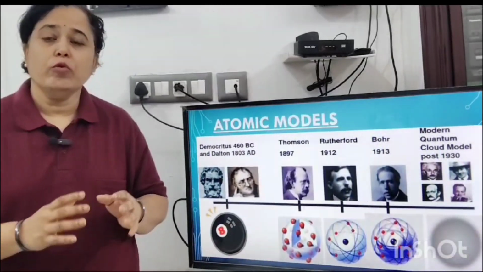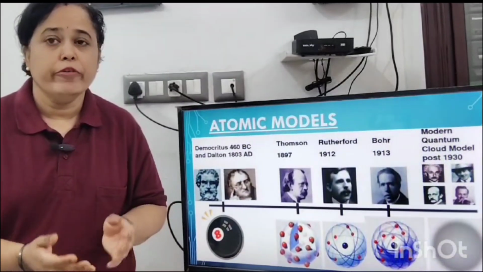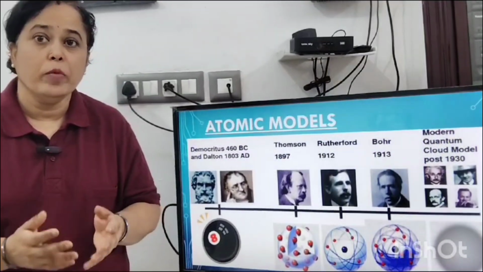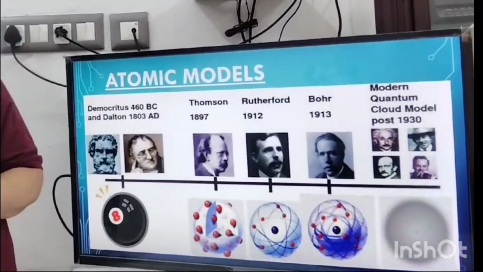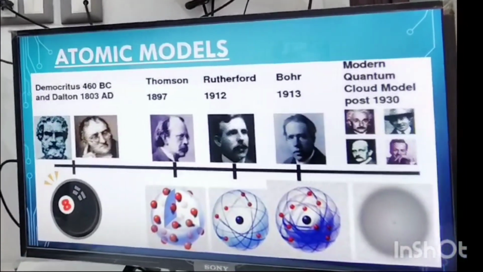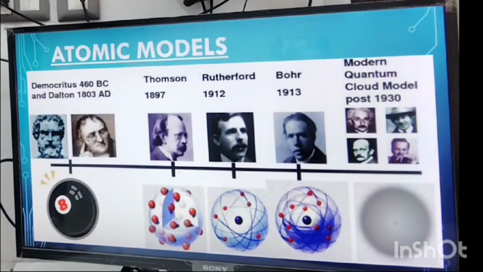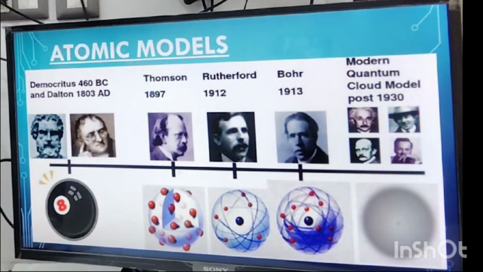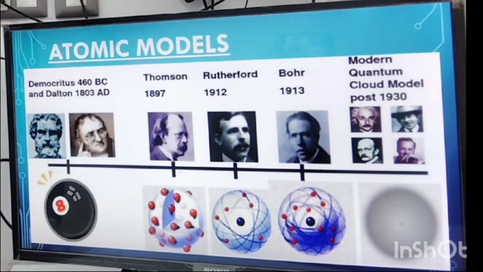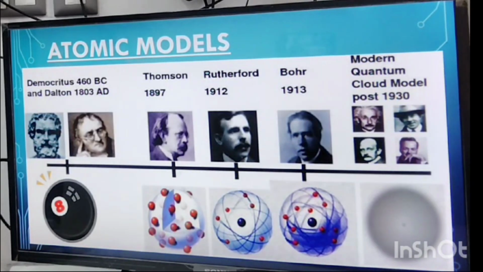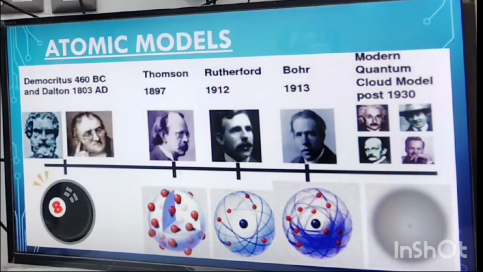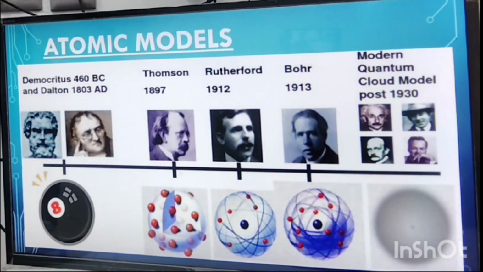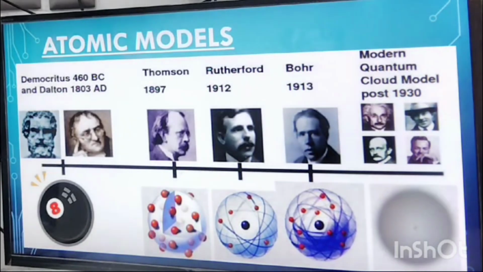Dalton said that atom looks like a ball, billiard ball. Therefore his model is also known as billiard ball model. Thomson said atom looks like a watermelon, plum pudding. Negative charge embedded in the sphere of positive charge. Rutherford said there is nucleus in the center of an atom which contains protons and neutrons. Electrons revolve around the nucleus in circular path.